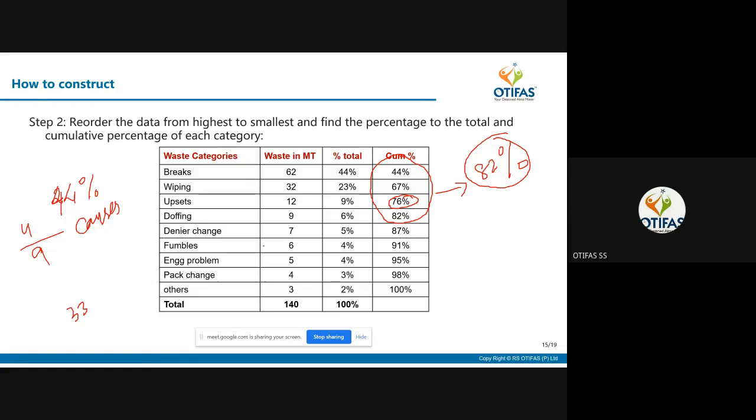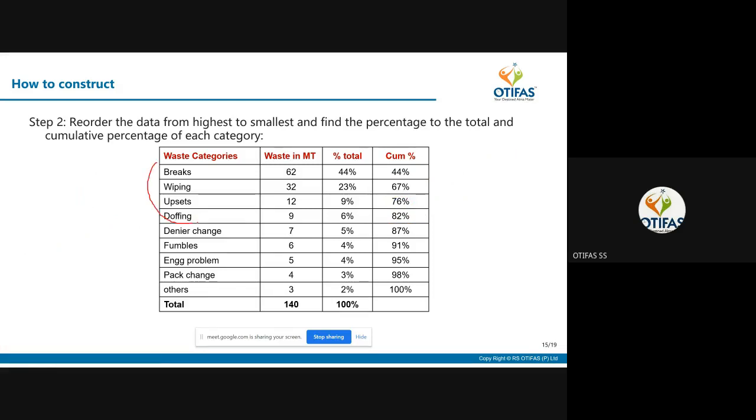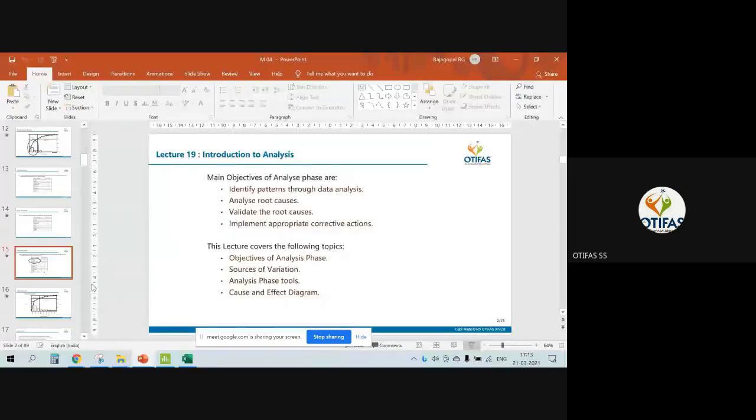Okay. Now it is up to you. You want to take this up to here. Are you able to manage these four? If you are able to remove these 4 reasons, that means 82% of your problem is solved. Got it? This is what Pareto analysis is. Now let's do Pareto analysis in Minitab.